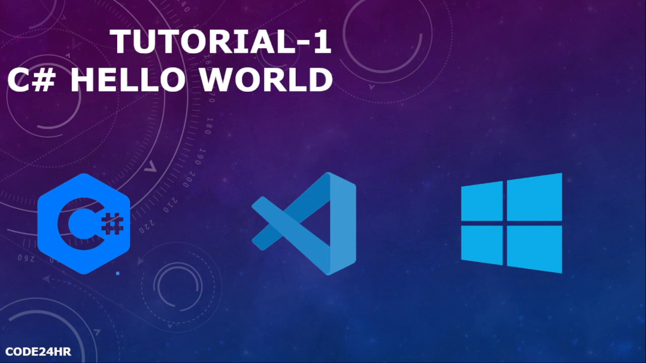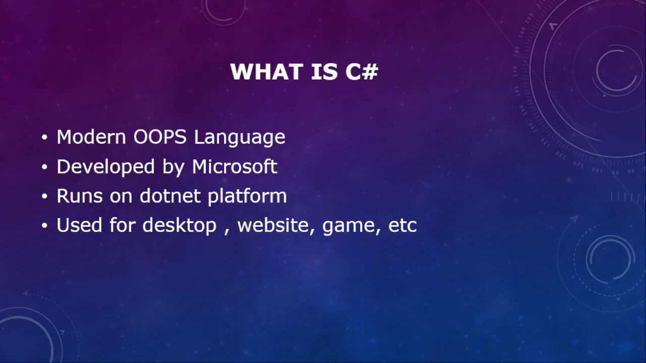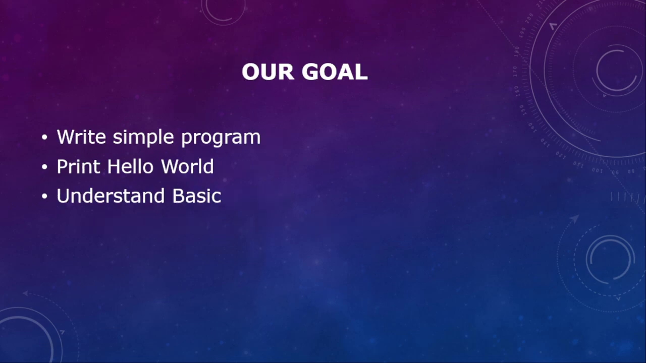Today we learn about the basics of C Sharp. C Sharp is an OOPS language where you can implement OOPS concepts like classes and objects. These can be implemented using C Sharp. It is developed by Microsoft and runs on the .NET platform. This is mainly used for desktop applications, websites and web applications, gaming, and for other purposes.